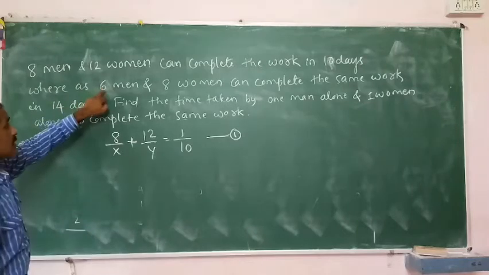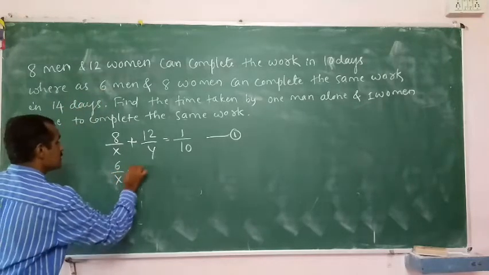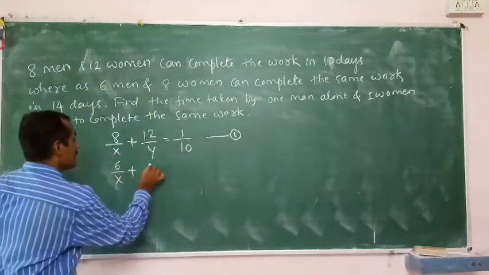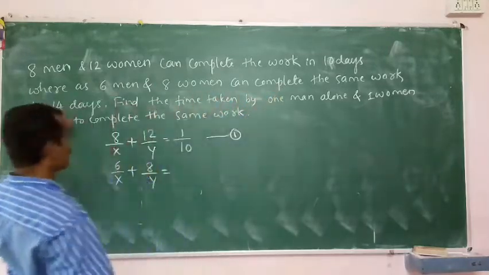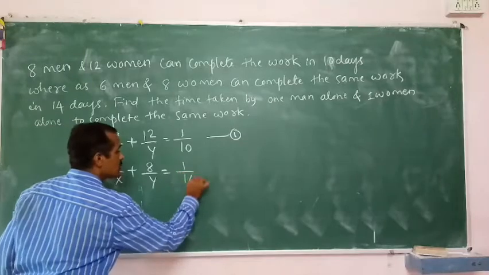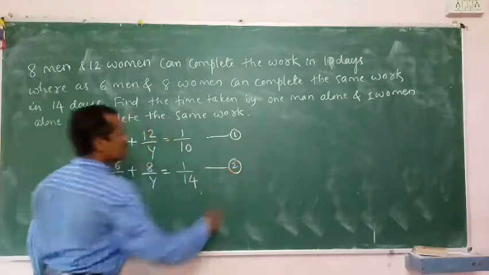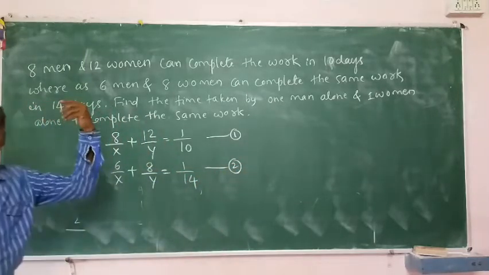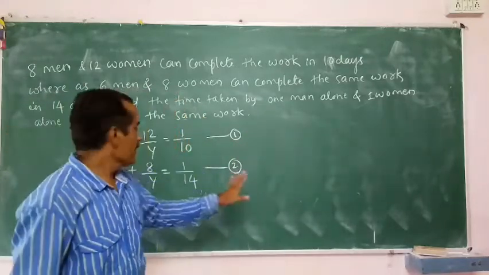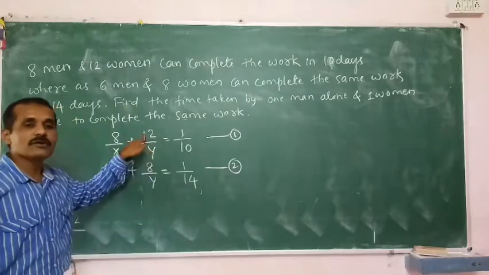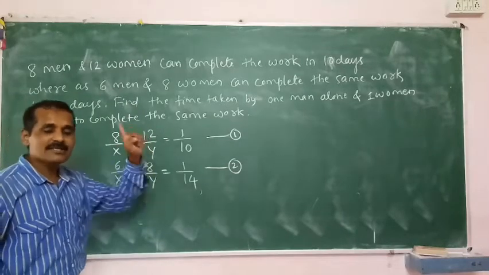And 6 men, 6 by x plus 8 women, 8 by y is equal to, they complete the same work in 14 days. That means 1 day's work is equal to 1 by 14. This is your equation number 2. The remaining things are the same, no changes, and you are getting the same answer. The only change is in the place of 6 women, make it 12.